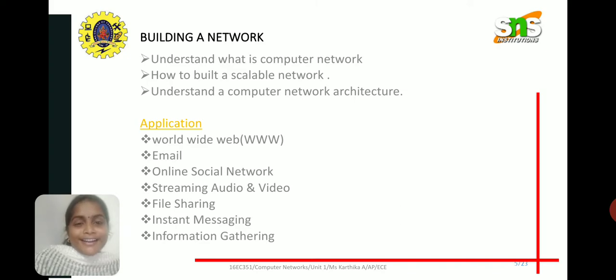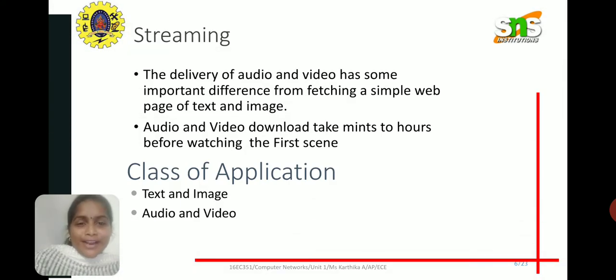Okay. The first application is www, that is World Wide Web. We are browsing some kind of information in the World Wide Web. And the second one is email, online social networks, streaming audio and video, file sharing, instant messaging, information gathering, like that we are having. Okay, in classes of application we have two types. First is only text and image, and also we have both audio and video.